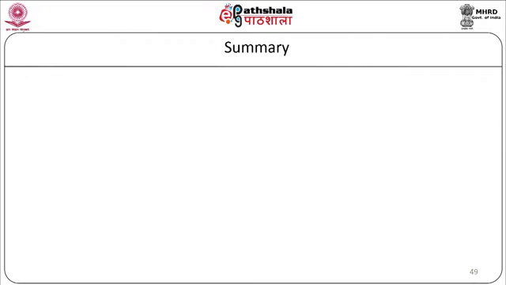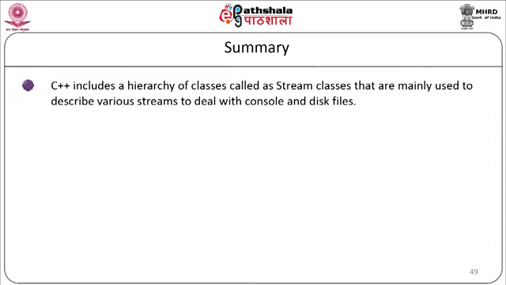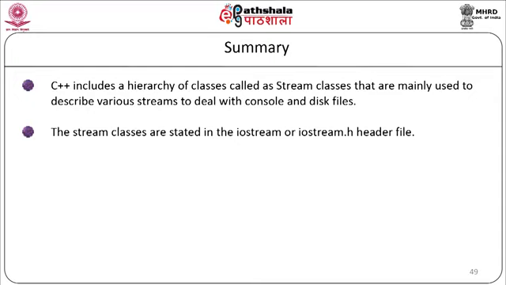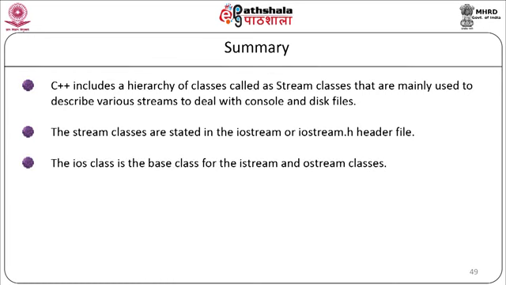Now let's summarize our module on C++ IO system basics. As we have seen in this module, C++ includes a hierarchy of classes called stream classes that are mainly used to describe various streams to deal with console and disk files. The stream classes are stated in the iostream or iostream.h header file. The ios class is a base class for the istream and ostream classes.